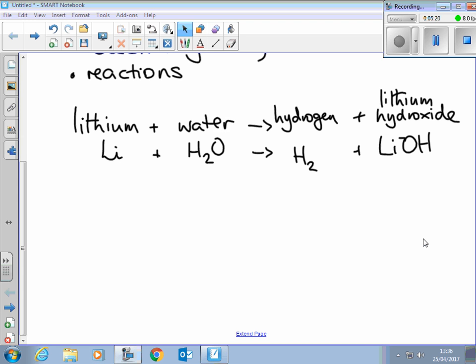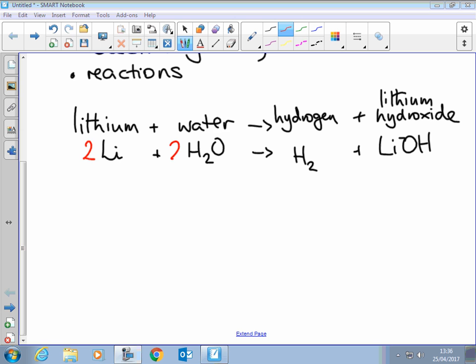So we ought to balance that. How should we balance that? We can either put a 2 there, a 2 there, and a 2 there. We could have put a half for the H2, couldn't we? It is an option sometimes. It's not unreasonable because we're talking about molar quantities, so fractions are fine.